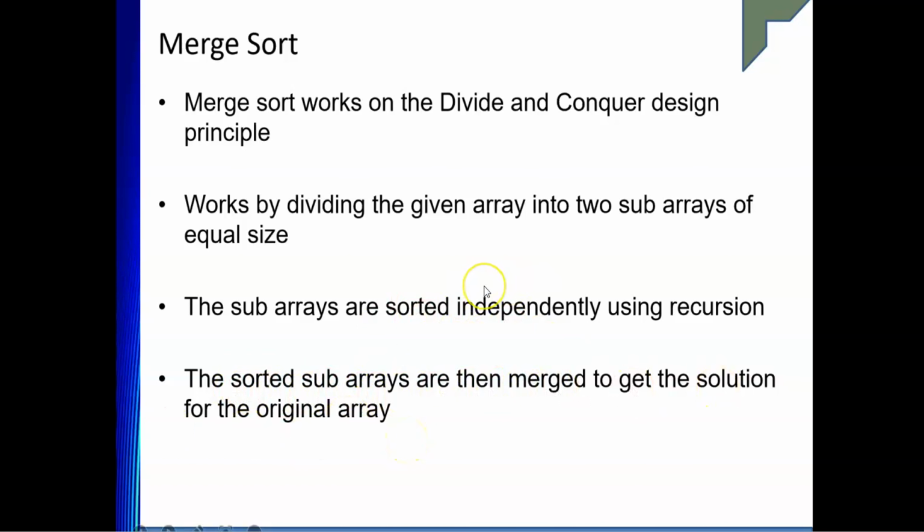I hope till here you understand that MergeSort follows the principle of divide and conquer. What does divide and conquer mean? We divide the entire list of elements into sub-lists, or sub-arrays, of equal size, and then we independently sort these sub-arrays, and the concept we use is recursion. After sorting, we merge them, and we continue to merge until we get the entire original array or list.